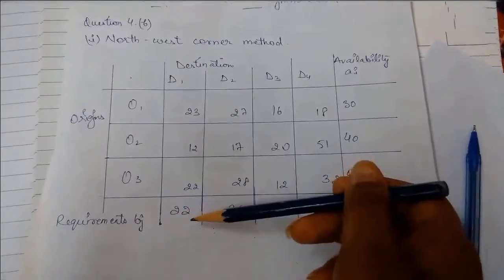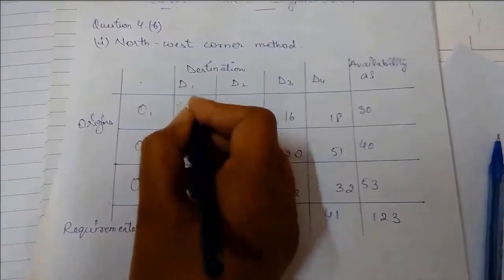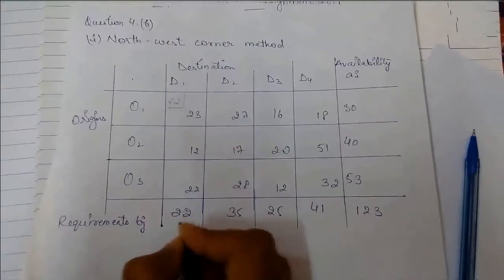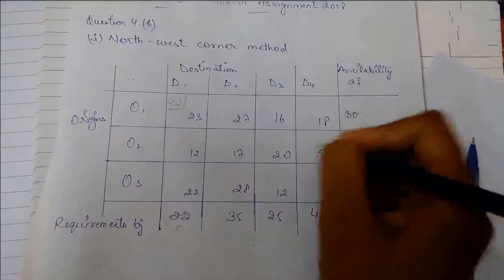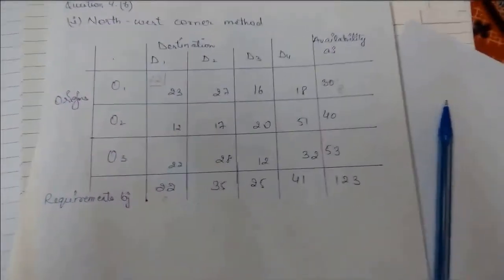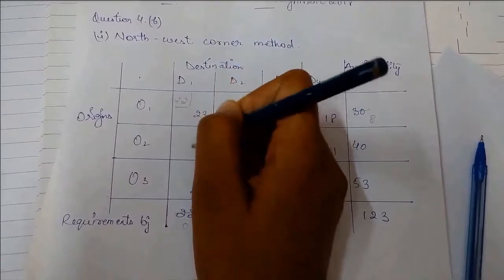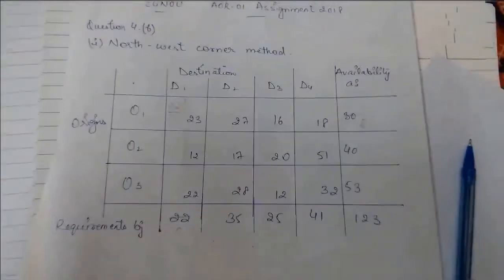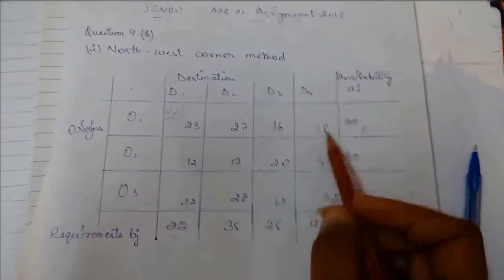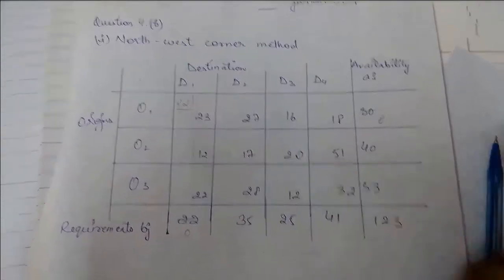So we will have to allocate this 22 here, as it is less than this 30. So we'll allocate it here, which will make it 0, and subtract 22 from this 30. Now it is 8. Now this has become 0, so we will have to eliminate this column. Now we have these 3 columns and these 3 rows.